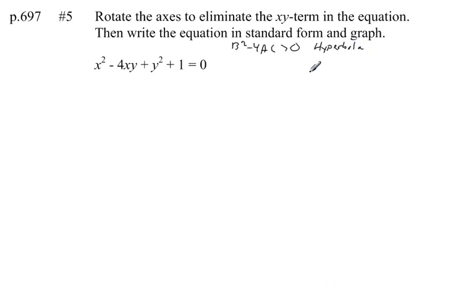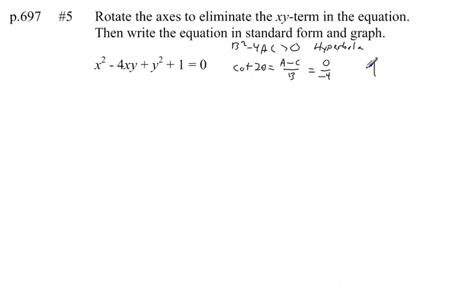Now that we know what shape we're dealing with, let's talk about the angle of rotation. We have a formula that says the cotangent of 2 theta is equal to a minus c over b. Well, a and c are both equal to 1. B is negative 4, so this is going to be 1 minus 1, or 0, over negative 4. Well, the cotangent of 2 theta equals 0 over negative 4.